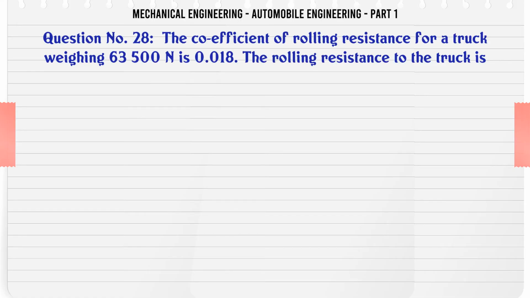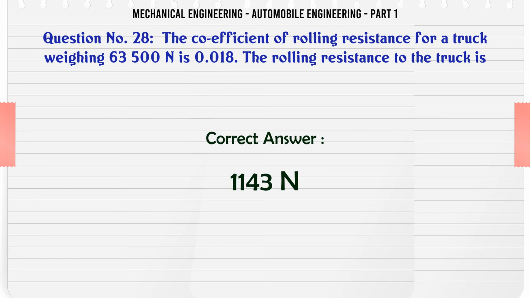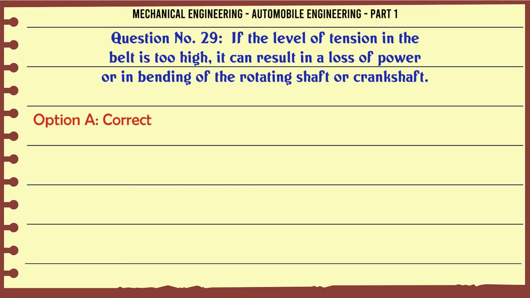The coefficient of rolling resistance for a truck weighing 63,500 N is 0.018. The rolling resistance to the truck is A. 1.143 N, B. 11.43 N, C. 114.3 N, D. 1143 N. The correct answer is 1143 N.